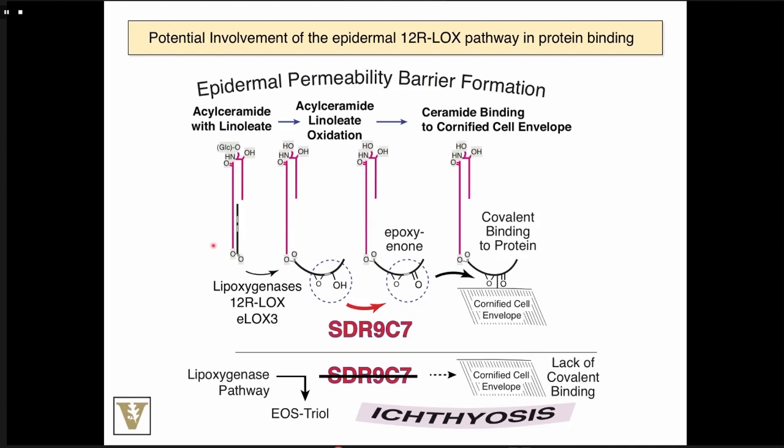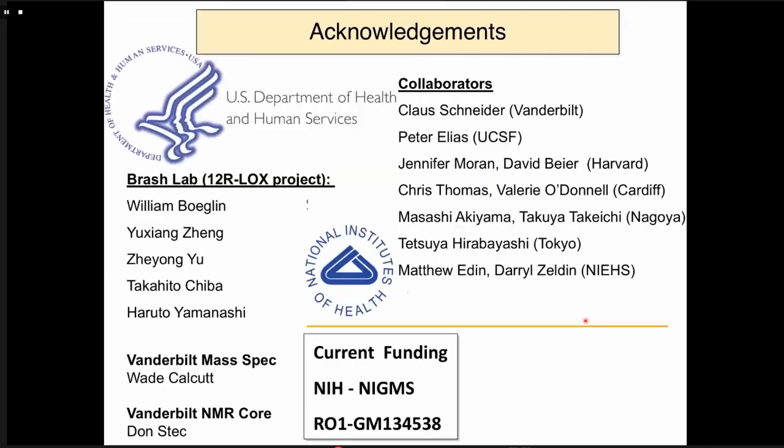So that's where we're sitting at the moment in terms of this story, trying to figure out what specifically these oxidations do in order to get covalent binding of the ceramides and an intact barrier structure. That's still to be determined.